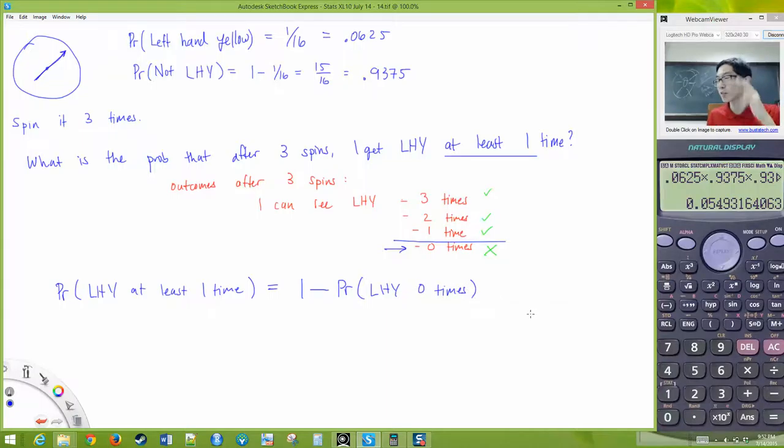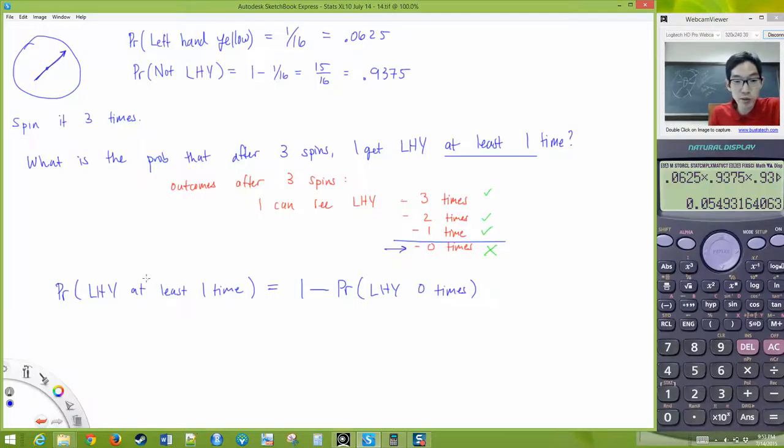Okay, let's think about that for a second. I just want to make sure that that makes sense. So the probability of getting something at least one time is the complement of getting it 0 times. Because if you think about it, there's only two possibilities. Something has happened at least once, or it has never happened. Whatever it is, it's either never happened, or it's happened at least one time. There's no other possibilities.